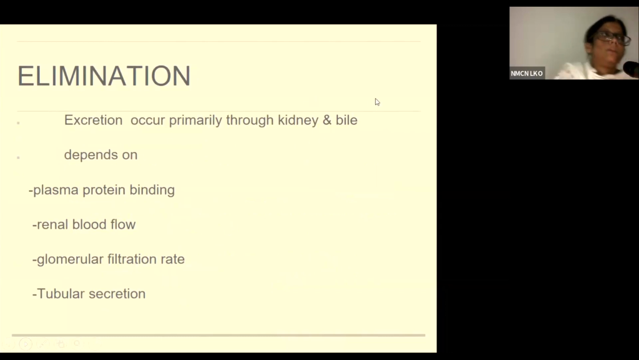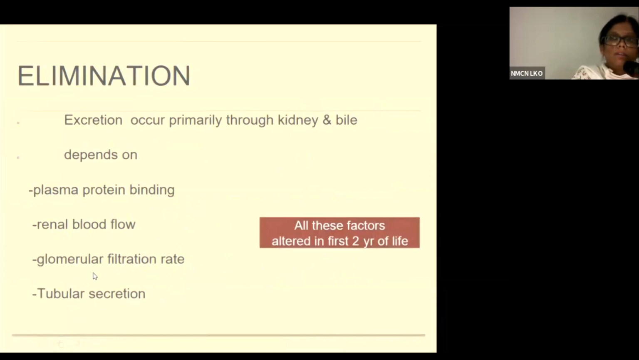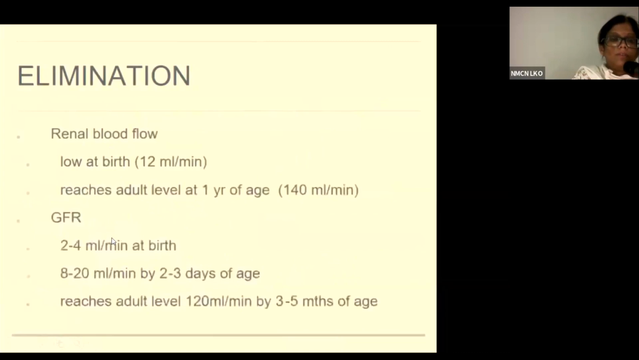Excretion occurs primarily through the kidney and bile, and it again depends upon the plasma protein binding, the renal blood flow, the glomerular filtration rate, and the tubular secretion. All these factors are developing in the first 2 years of life. So it is very important to know what the renal blood flow and the GFR are in these age groups.